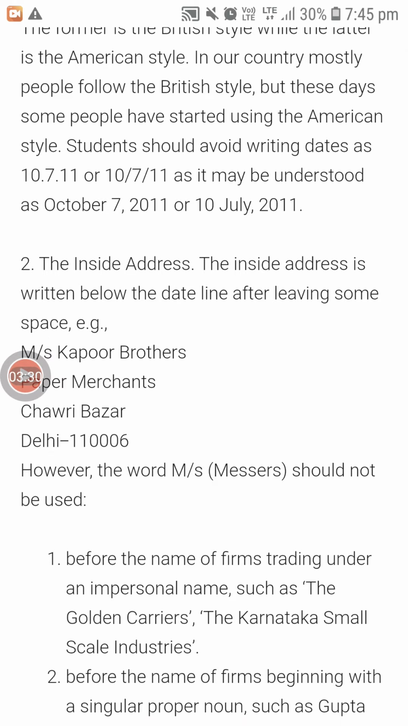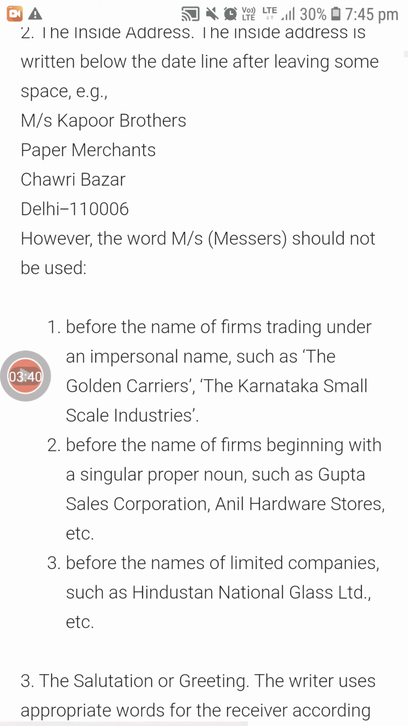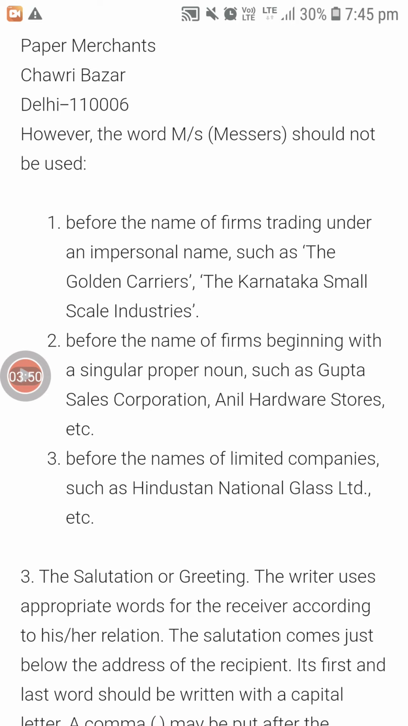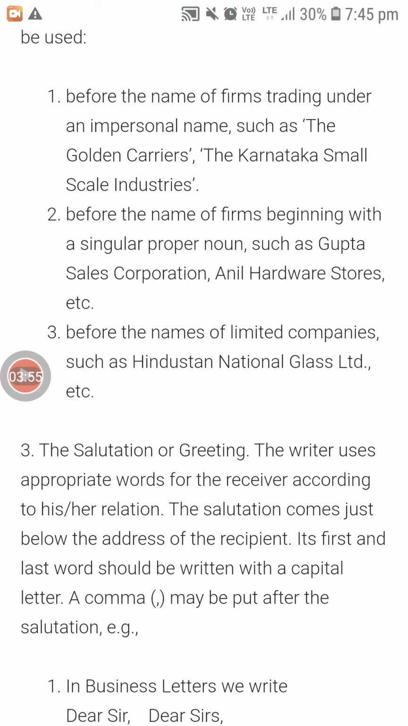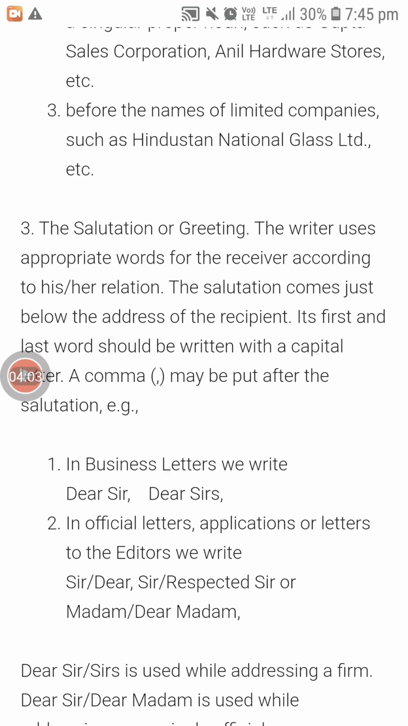Then we have the inside address, that is the receiver's address: sender's address, date, receiver's address. So here it is given in detail. However, the word Ms, that is Miss, should not be used. Before the name you can write sir or ma'am in a formal address. So very importantly, you shouldn't write dear everywhere. Whenever it is needed, then only we should put dear, otherwise sir or madam is sufficient.